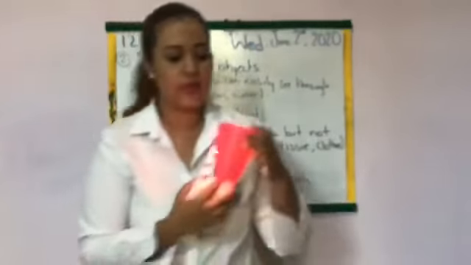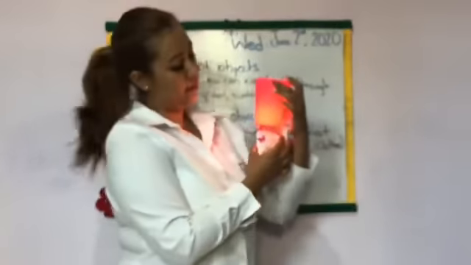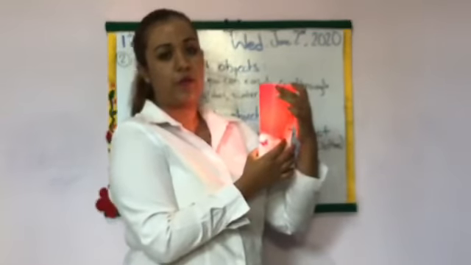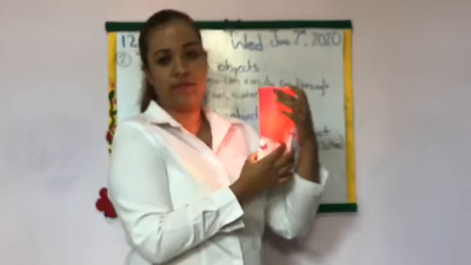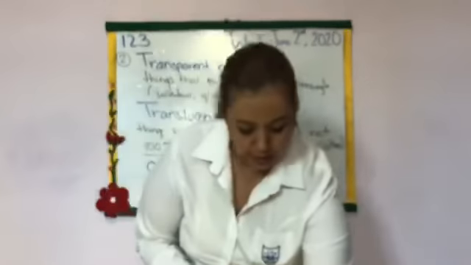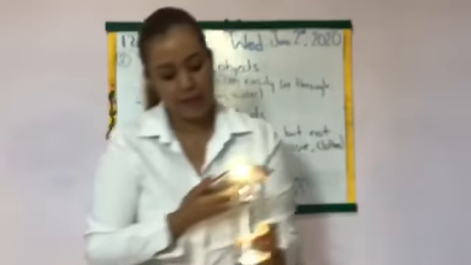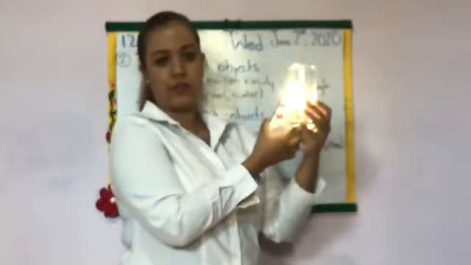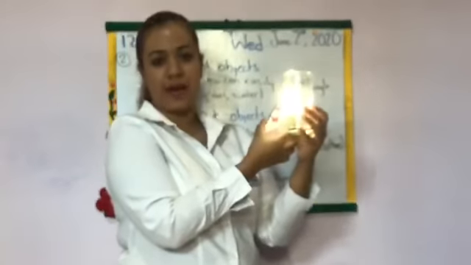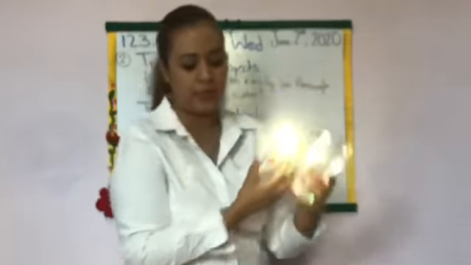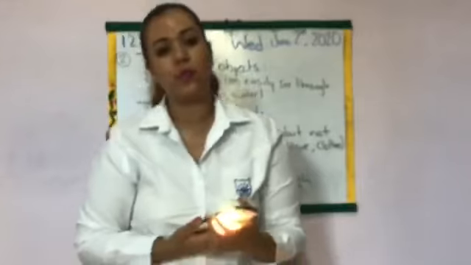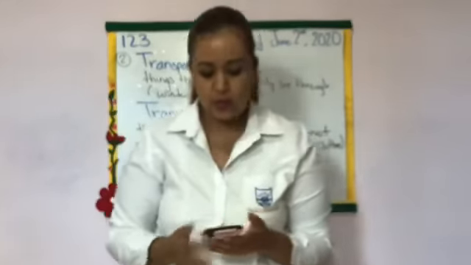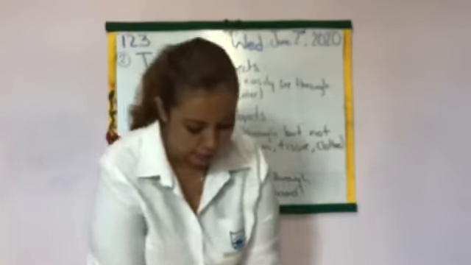How about this one? This is an opaque object. Can you really see the light through this one? Not that much. And finally, we have this one. Now, can you see the light through this glass? Completely, right? This is a transparent object. Now, if you want to try this at home with the objects that you could possibly have, you may try to do that experiment at home.